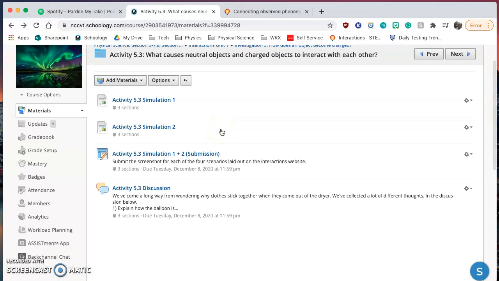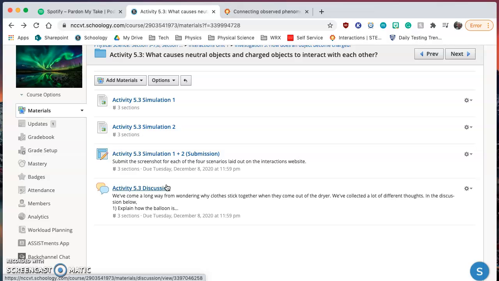The last thing, instead of a check for understanding today, I'm asking you guys to explain to me in that second simulation, the balloon can change charges, but it still sticks to the wall. We've talked about neutral objects sticking to charged objects in the past. Why do we think this is the case? We've come a very long way from talking about how laundry sticks together when it comes out of the dryer.